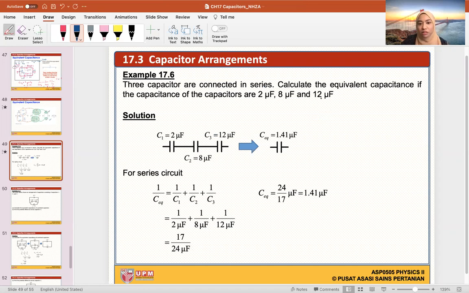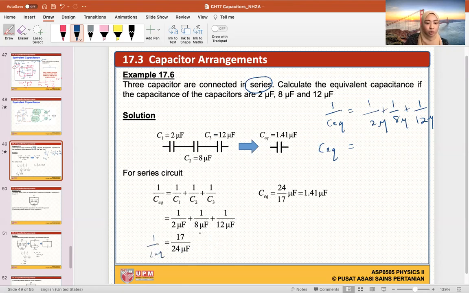Okay, it's easy, just use the equation. For series, 1 over C equivalent is 1 over 2 plus 1 over 8 plus 1 over 12. Don't forget the micro. And then for your C equivalent, use your calculator, don't be lazy. So you get 17 over 24. This is 1 over C equivalent, which means that your C equivalent will be 24 over 17. It's inverted. So it's 24 over 17, which is 1.41 microfarad. Use your calculator correctly, God willing you will get the correct answer.